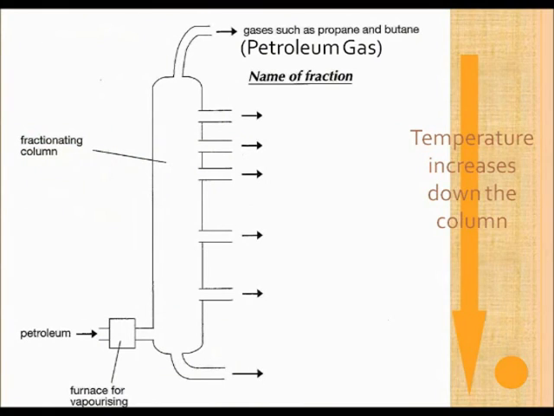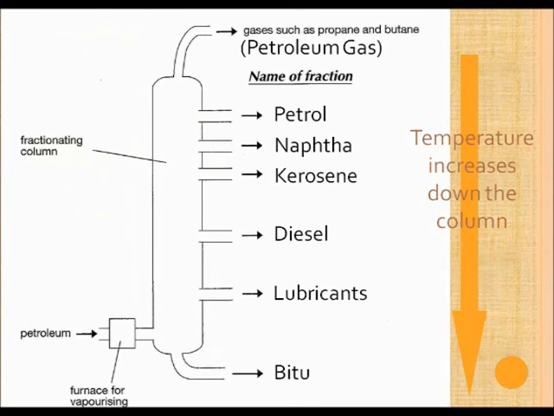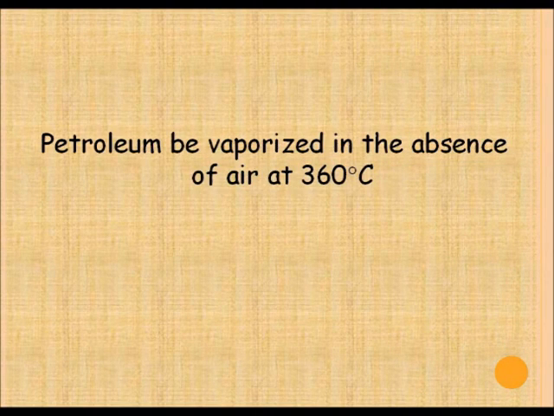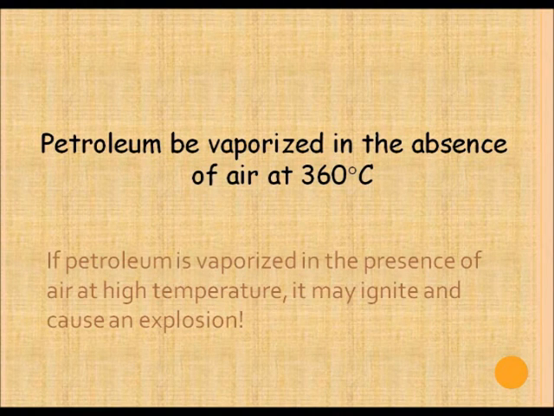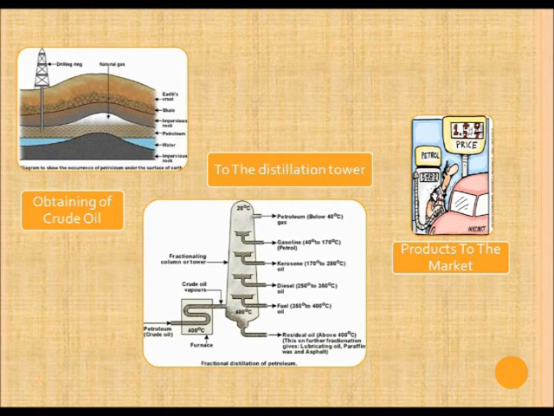Now, when the heat is applied down the distillation tower, first of all petrol, naphtha, kerosene, diesel, lubricants, and bitumen differentiate on the basis of their boiling points as the temperature increases on the column. Now, petroleum is vaporized in the absence of air at 360 degrees centigrade. If petroleum is vaporized in the presence of air at high temperature, it may ignite and cause an explosion. Here comes the main procedure diagram.